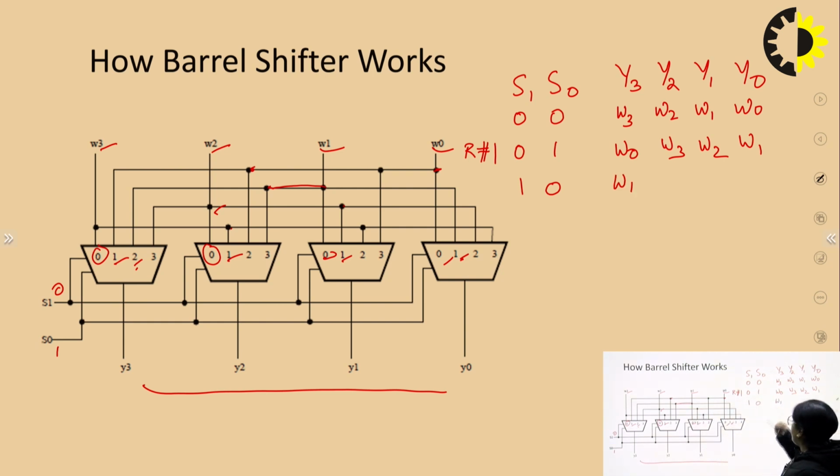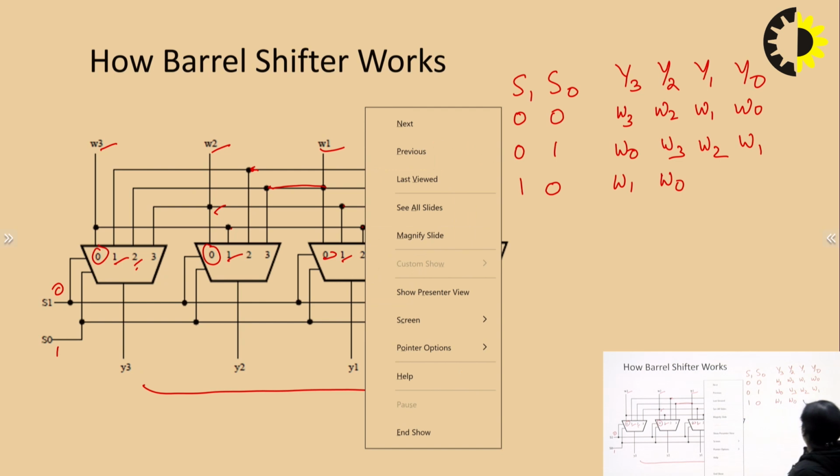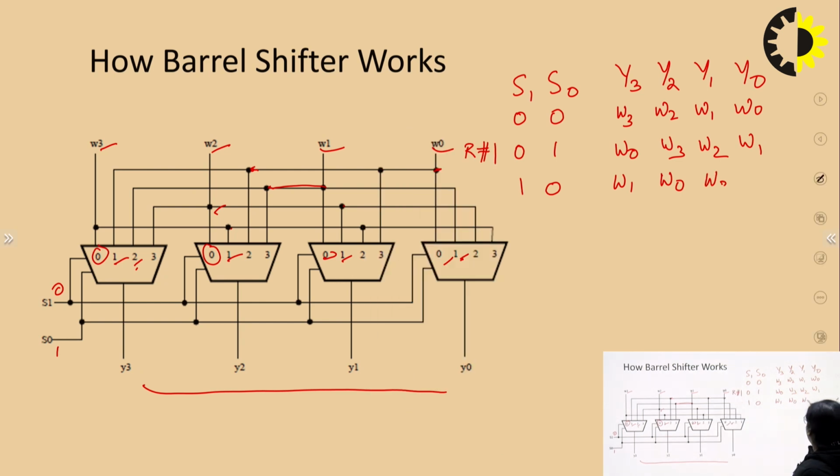Now if I go with 1, 0, the second, so here Y3 is connected to W1, Y2 is connected to W0, Y1 is connected to W3 and Y0 is connected to W2. Okay, so it's right shift by 2 positions. Here right shift by 2 positions.